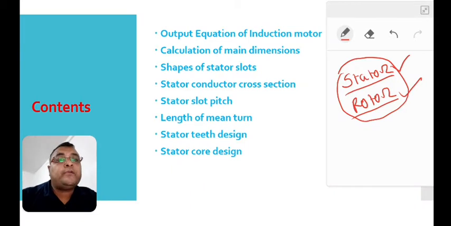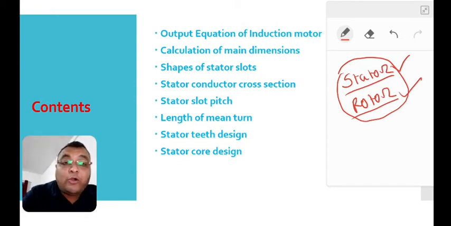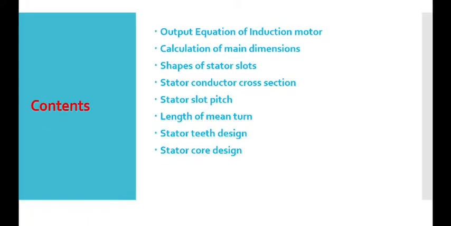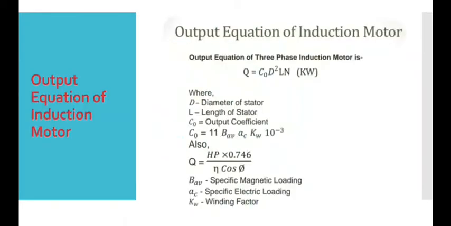For the output equation of the induction motor, what exactly is the output equation? We can say that the output equation is the mathematical expression which gives the relation between the various physical and electrical parameters of the electric machine. So in the output equation we will see what those contents are, and now we are going towards the output equation of the induction motor.